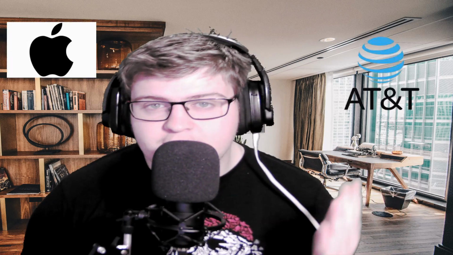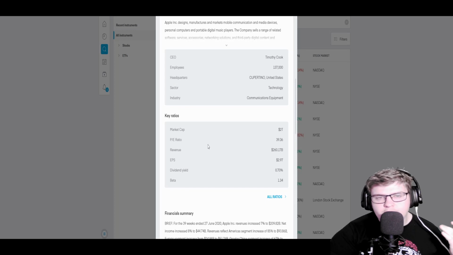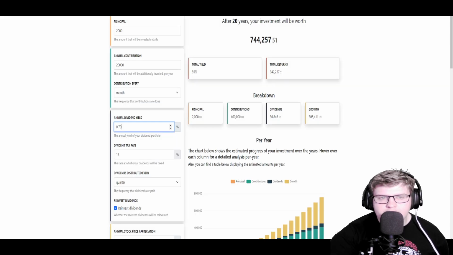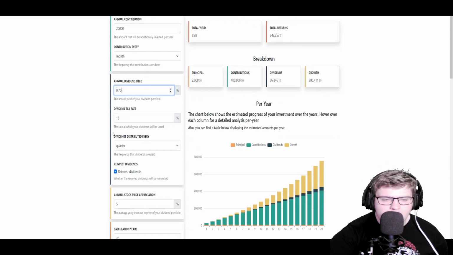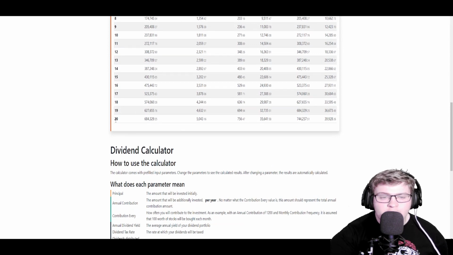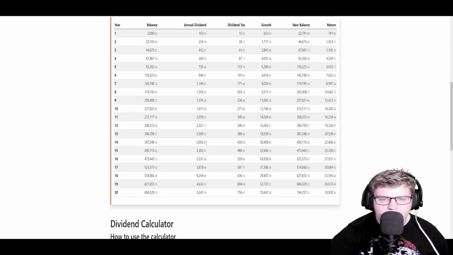Okay, so now we'll represent the dividend yield by looking at Apple stock as opposed to AT&T stock. Here we can see Apple stock has a dividend yield of 0.7%. When you plug this into a calculator, we've got 0.7 here, everything else has been left as standard, so it'll be a fair comparison. So you can see with this company, after 20 years, your dividend income would be 5,000.